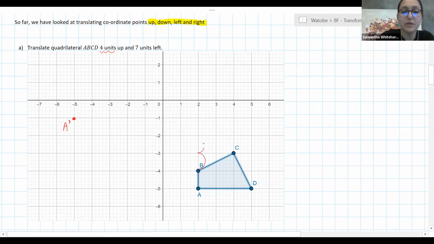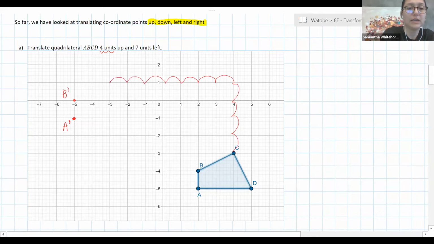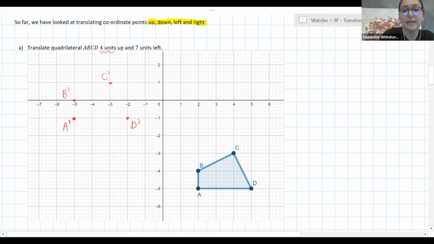4 units up, 1, 2, 3, 4, 7 units to the left, 1, 2, 3, 4, 5, 6, 7. Oh, it's a bit of a jump, but anyways. And we get B dash. Take my scribbles off. And we do the same thing for C. Go up 4 units and then left 7 units. And we do the same thing then for D. Okay, so if I move D up 4 units and left 7 units, I get D dash.